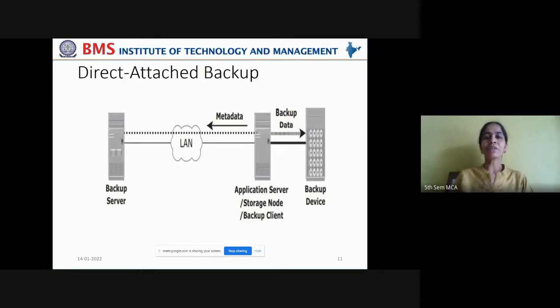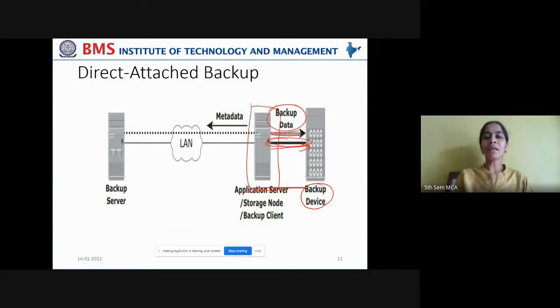Now this is the representation of a direct attached backup. You can see the backup client here. This is an application server or a storage node, or it acts as a backup client. The backup device here is directly attached over this solid line. This solid line indicates the direct attachment.